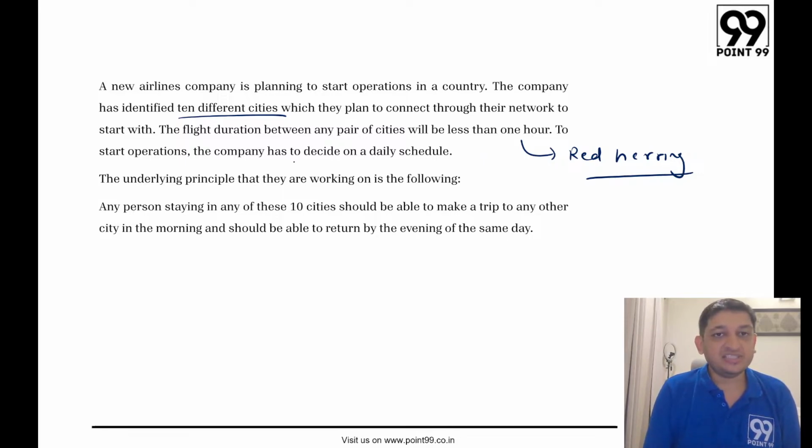ठीक है, to start operations the company has to decide on a daily schedule. The underlying principle that they are working on is the following: any person staying in any of these 10 cities should be able to make a trip to any other city in the morning and should be able to return by the evening on the same day.